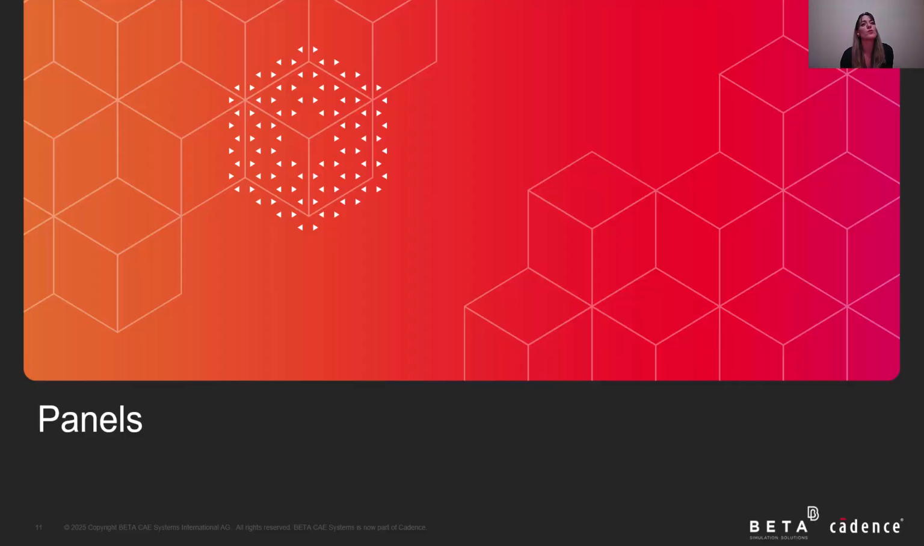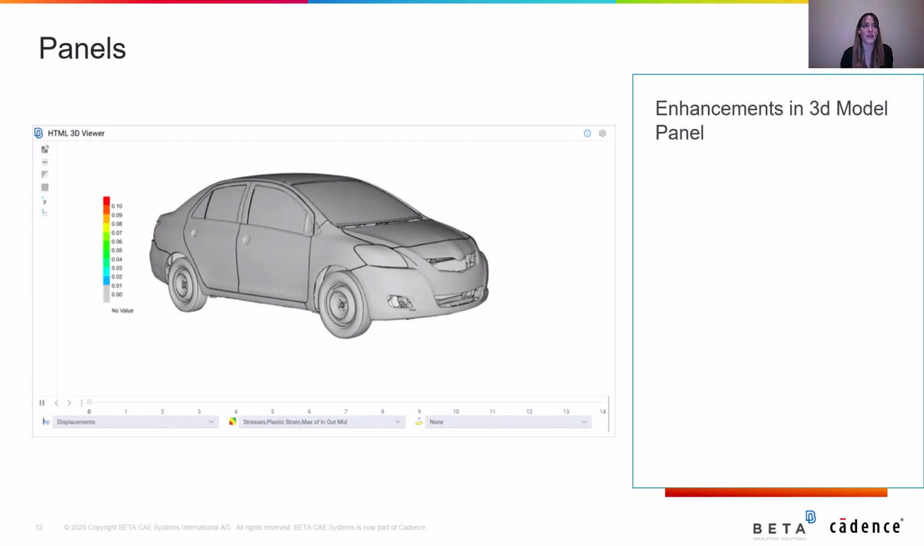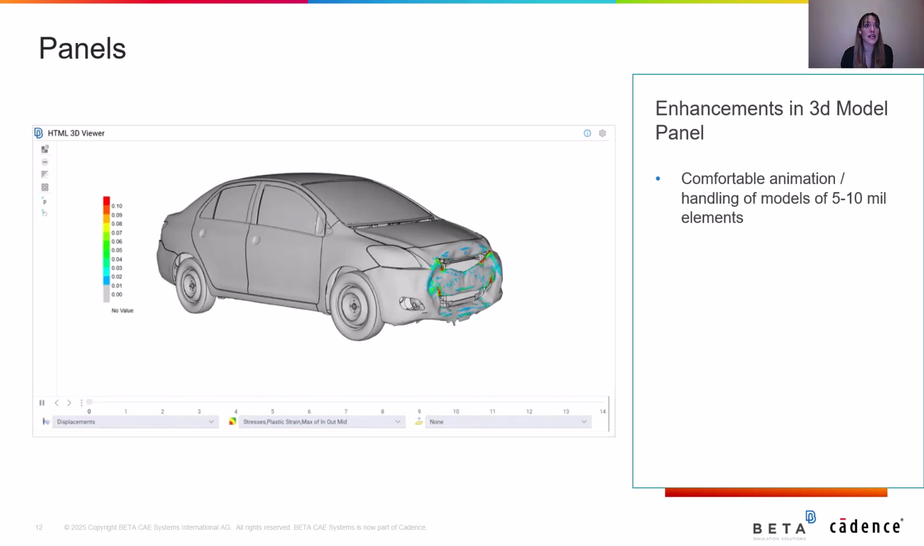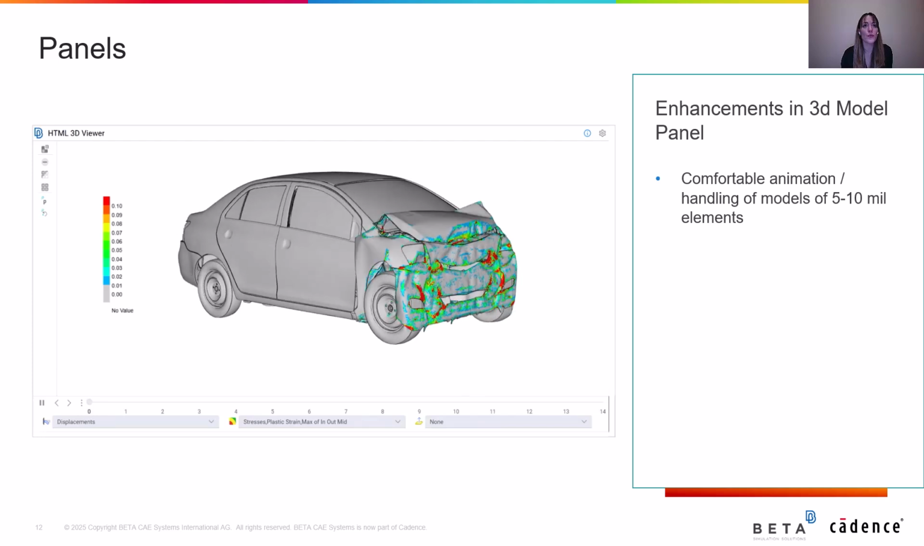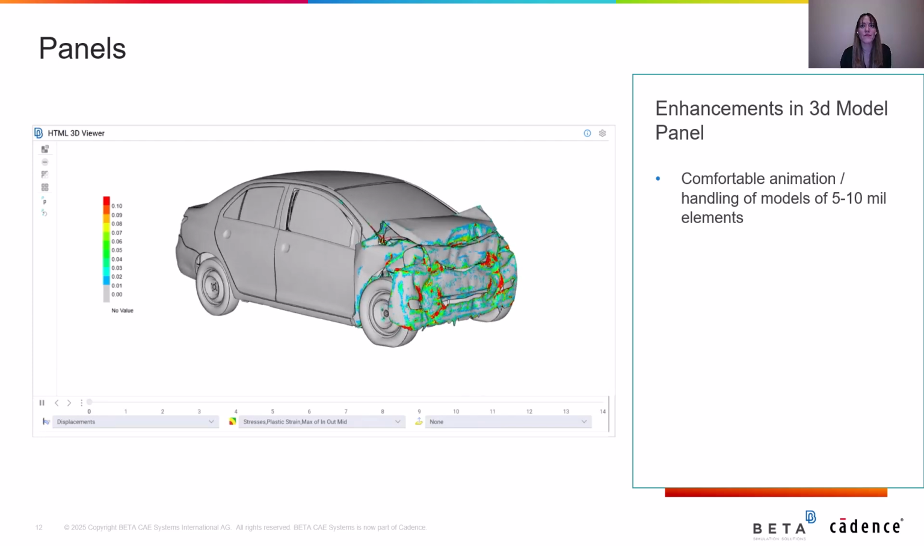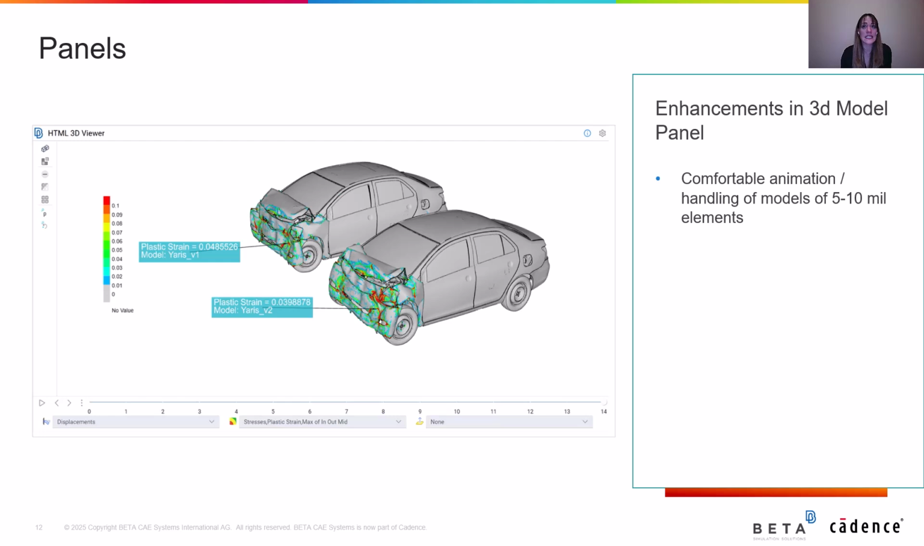Let's turn our focus to panels and take a look at the new features and the improvements we have made here. One of the most major enhancements in this version comes for the performance of the 3D model panel, where the model is rendered on the client machine.